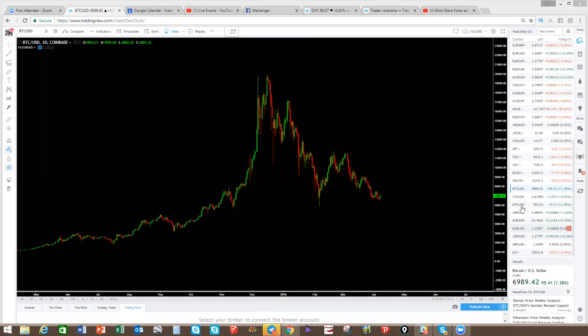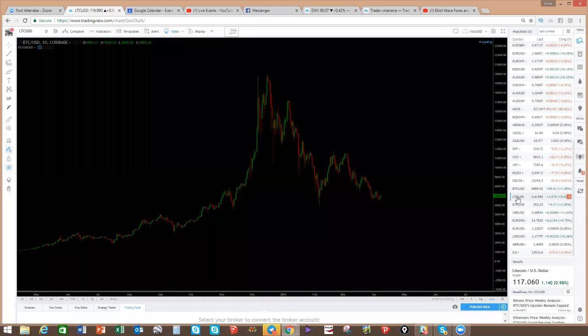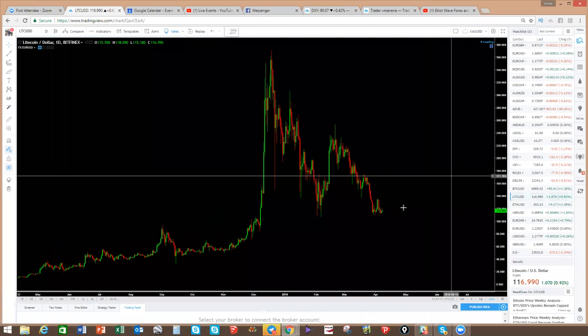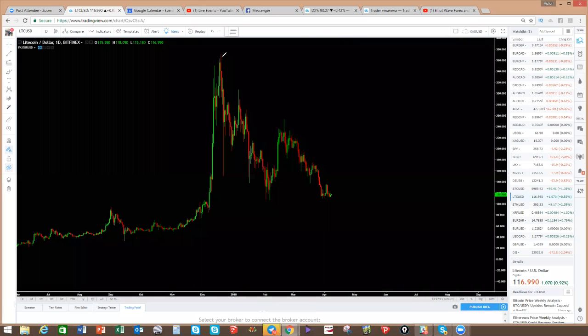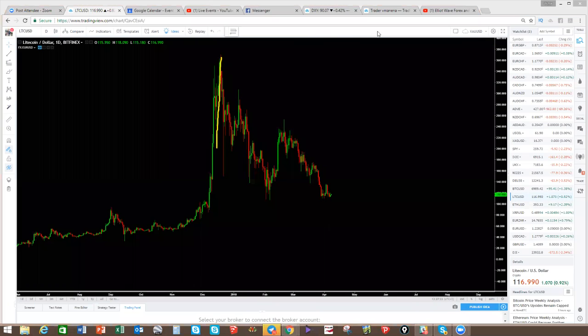Let's look at Litecoin now. Litecoin, exactly the same structure. I was trying to find a structure that can show me bullish sequences on the cryptocurrencies. I could not find it. This is what I see. This is all I see.